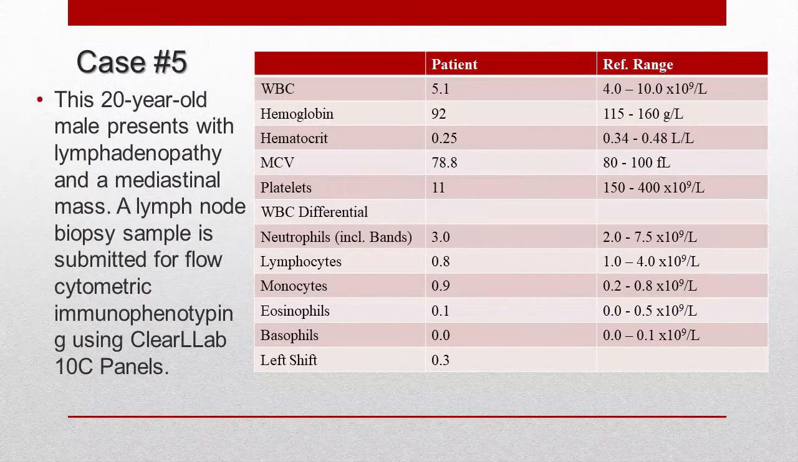The hemoglobin is decreased. The platelet count is dramatically decreased in this one. And the differential is quite unremarkable with a small left shift noted. But because of the mediastinal mass, as long as it is safe to, a part of the lymph node was biopsied and then submitted for flow cytometry. So this is a different sample type from any of them that you've seen before.